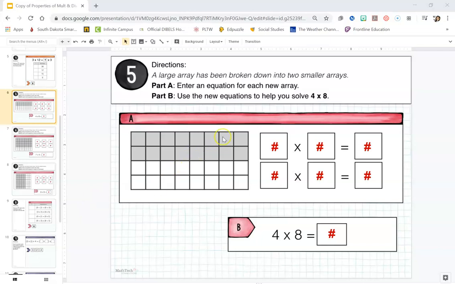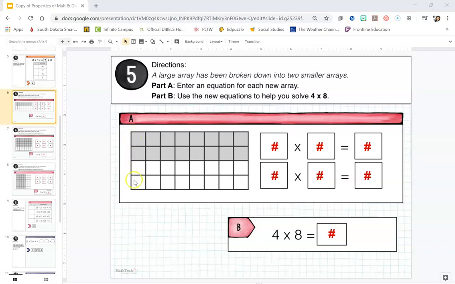Okay, so if we see this array right here, it's a 4, 1, 2, 3, 4 down the side by 8, 1, 2, 3, 4, 5, 6, 7, 8. So it's a 4 by 8 array. And the distributive property is all about breaking up so they're smaller numbers that are easier to multiply. So it says the large array has been broken down into smaller arrays. Enter an equation for each new array.